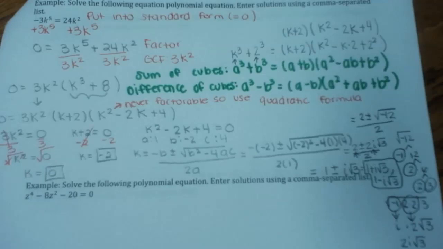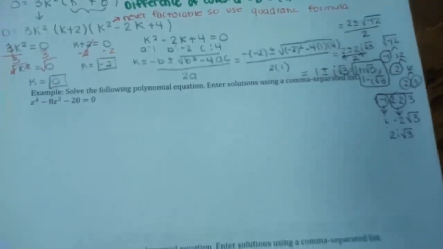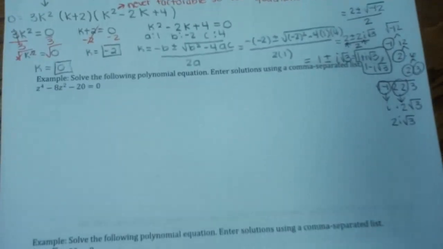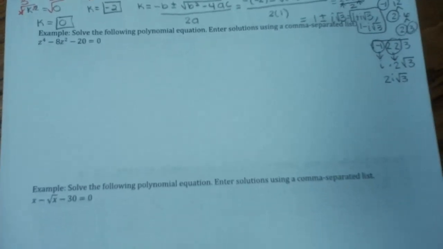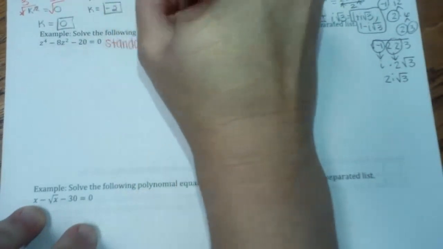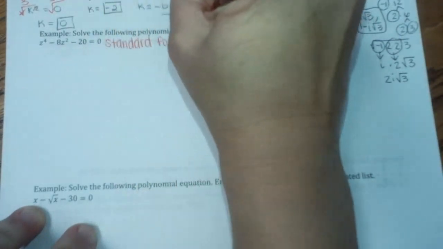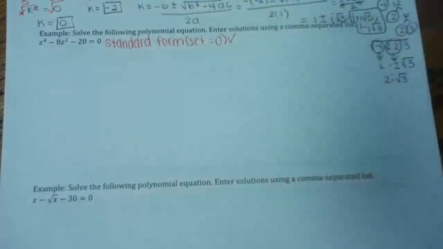All right, let's keep going. So it says solve the following polynomial equation, enter the solution using a comma separated list. Remember, you can pause at any time, rewind, fast forward, all that good stuff. z to the fourth minus 8z squared minus 20 equals 0. So first of all, this is in standard form already, so that's good. In standard form, it's set equal to 0, so that's done.